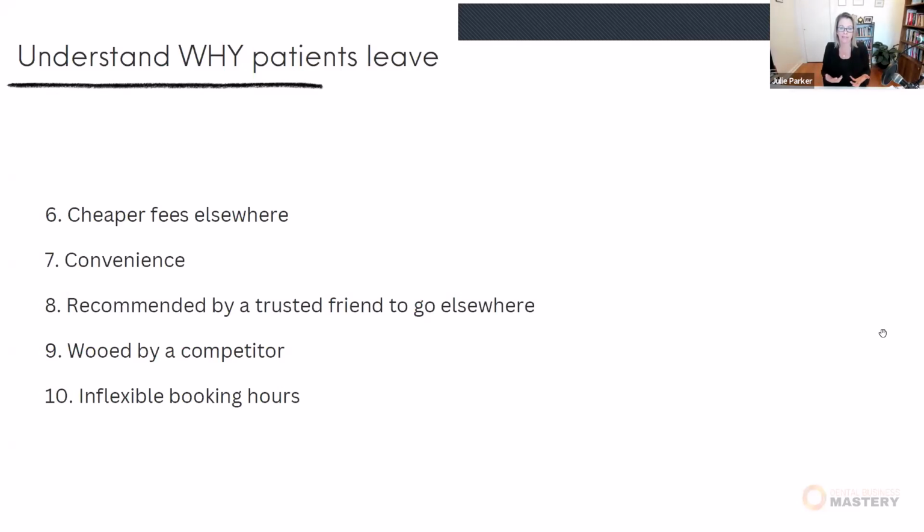I never have to wait. They've got great payment plans, all the things. The place looks fantastic. I'm going to continue going back to my original dentist. Seventh reason why patients leave is just sheerly convenience.